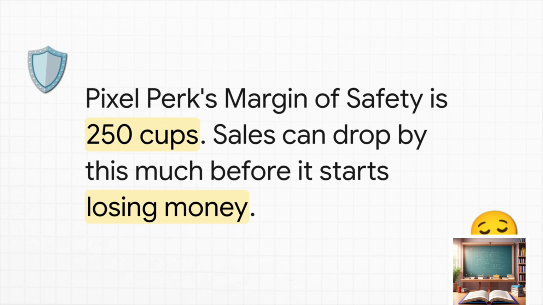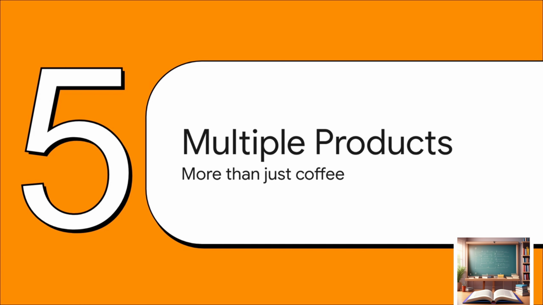This is amazing information to have. It means we could have a slow week and sell 250 fewer cups than we planned, and we'd still not lose any money. This isn't just a number. It's a real measure of your business's resilience. It's peace of mind. Okay, but what if Pixel Perk gets a little ambitious? What if we decide to start selling pastries and maybe some sandwiches alongside our coffee? The real world is usually more complex than just one product, so let's see how CVP handles that.